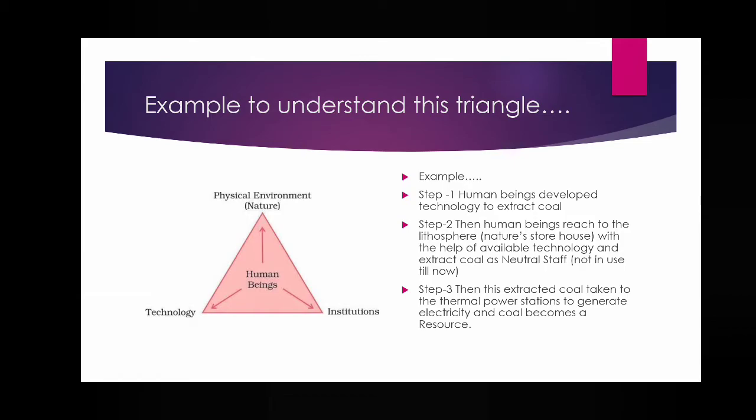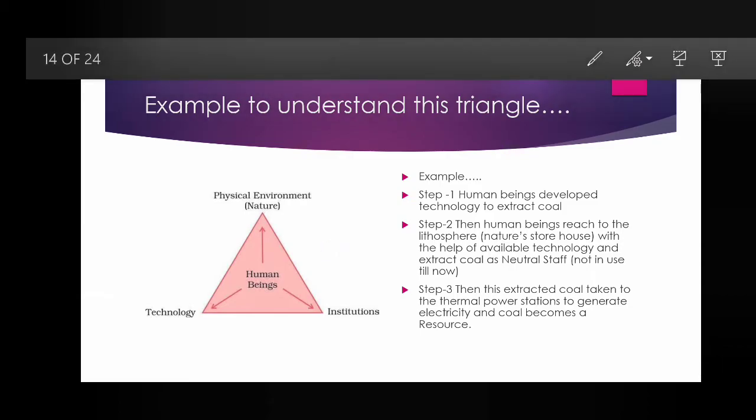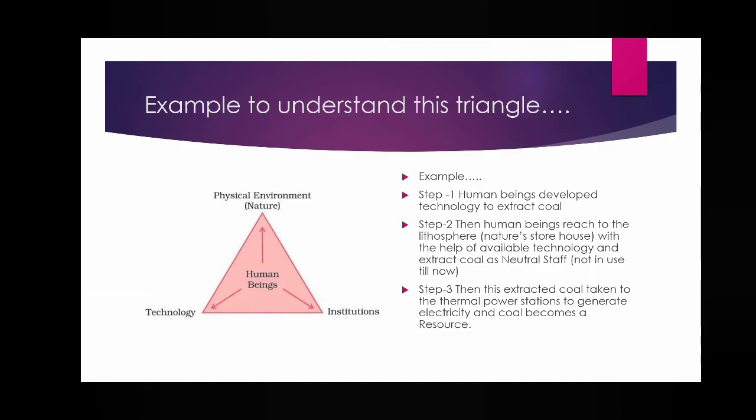So human beings developed the technology to extract the coal, then gone to whom? Gone to the nature storehouse, extract the coal. At that time coal is called what? Neutral stuff. Then this neutral stuff is taken to which place? Institutions. Then this coal is used to generate electricity, and this electricity is satisfying our needs, and after that coal will be called what? Resource. This is the resource forming process. Clear? Now come to the next.